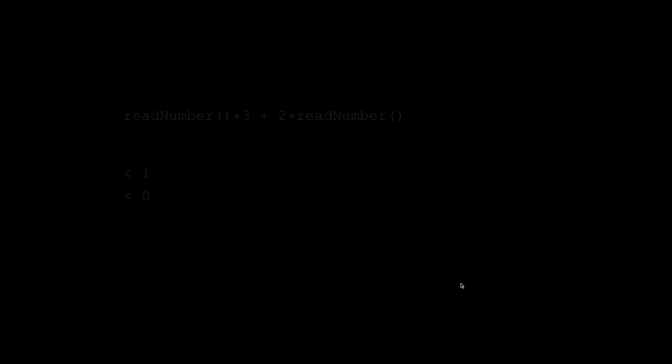So consider the following expression. Read number times 3 plus 2 times read number. Suppose that when we run it, it asks us to provide some input. And then we type 1 and enter, 0 and enter. What will be the value of this expression?